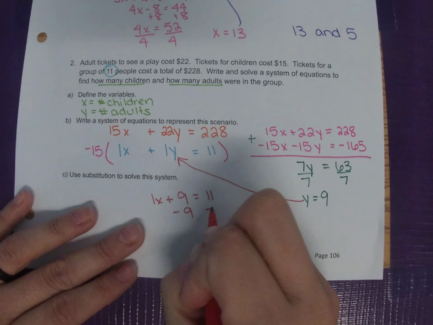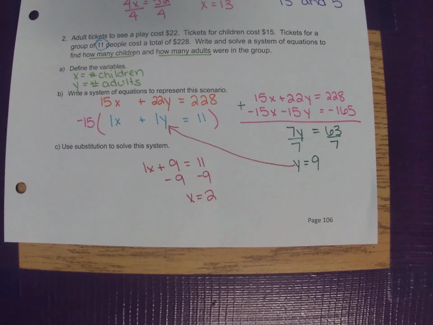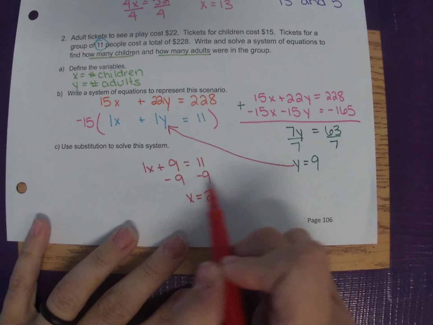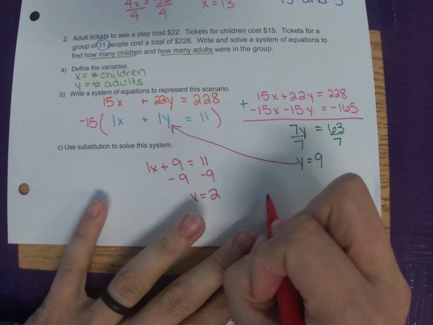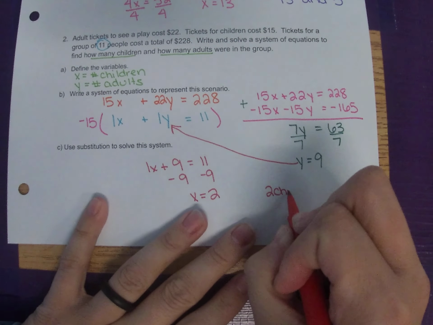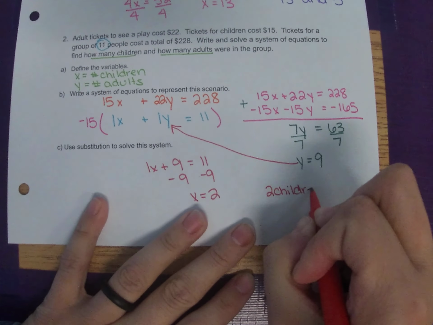Okay, now I need to interpret what this actually means. This isn't just an ordered pair of 2, 9 because I'm solving a story problem. This is telling me x is 2, x is children. So this is saying there were 2 children, 9 is adults, and there were 9 adults that went.